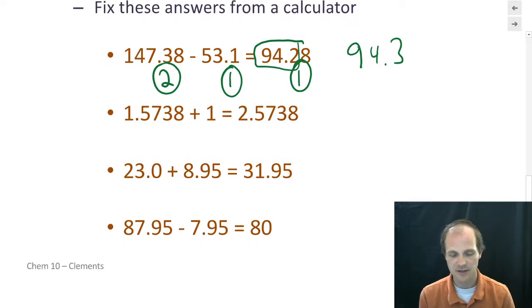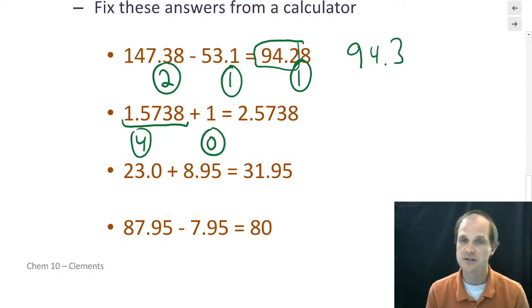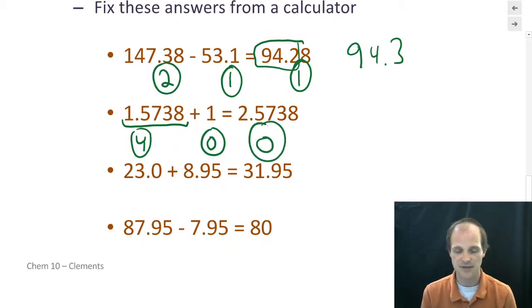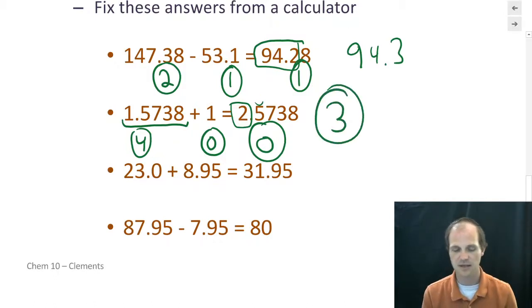Here's another funny one. Assuming the 1 is a measured number, if we take this guy, he's got 4 digits after the decimal. Here, he's got no digits after the decimal. So what's my answer? My answer is only allowed to have 0 digits after the decimal. So we keep the numbers. We're going to round up because that 5 tells us to round up. And so we end up with 3. And you can tell your family also that you learned in chemistry class that 1.5 plus 1 is 3. But scientifically, that's the best I can tell you.